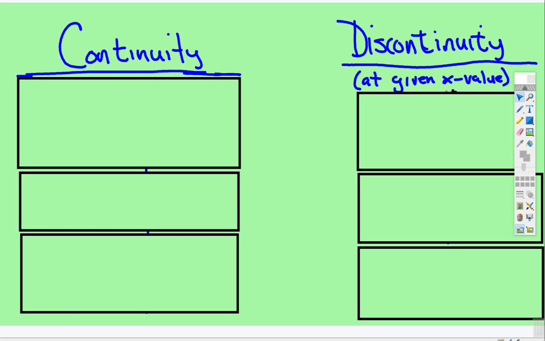Okay, I'm going to introduce this idea of continuity and discontinuity. And when we're talking about discontinuity, it'll be at a given x value. And continuity is also on a specific domain, meaning there's a certain area of the graph, or for some functions, it's the entire graph. So let's talk about continuity first.